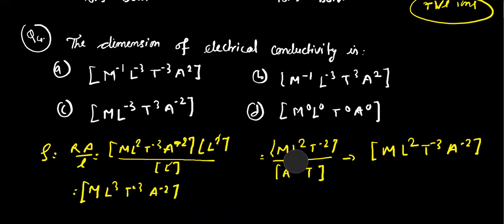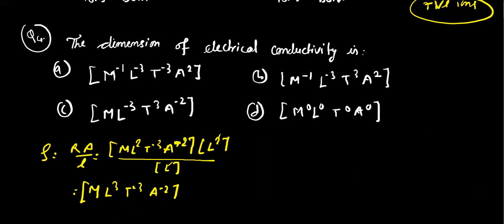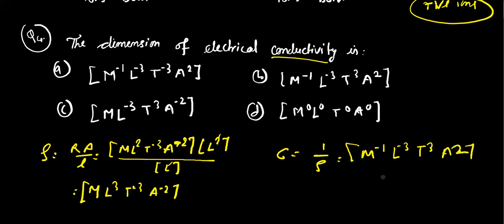Also we know that resistivity and conductivity are reciprocal. So we have to make a reciprocal expression. That means M will be M inverse, L will be L raised to the power minus 3, T minus 3 becomes plus 3, A². So our correct option is option B. Well, this is all about question number 4.